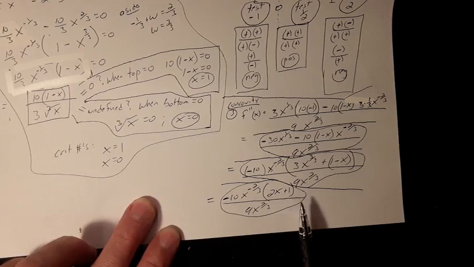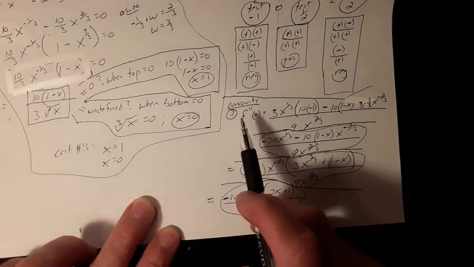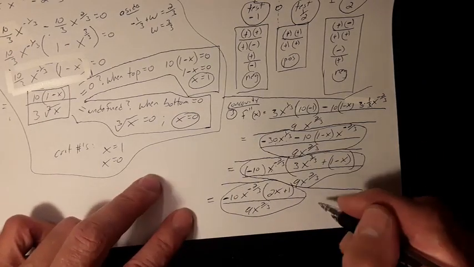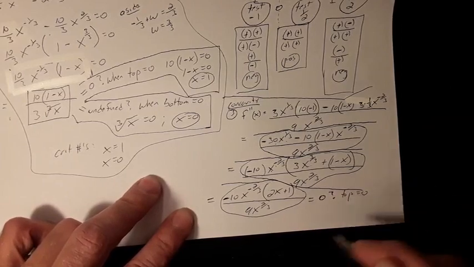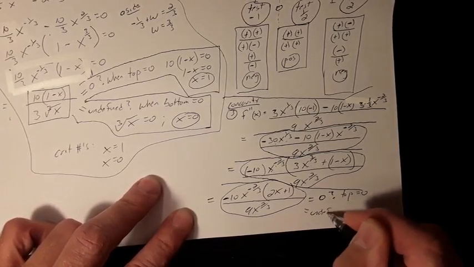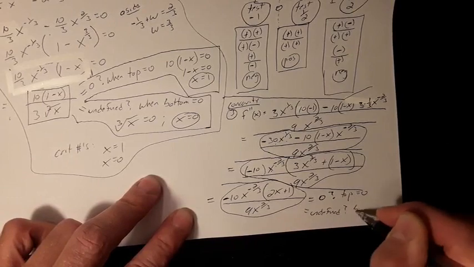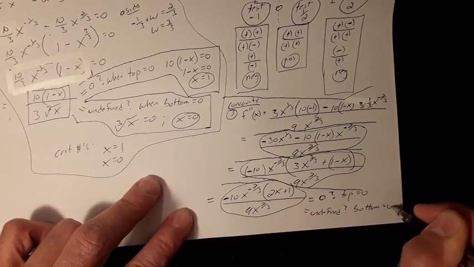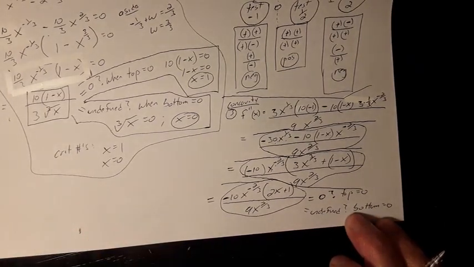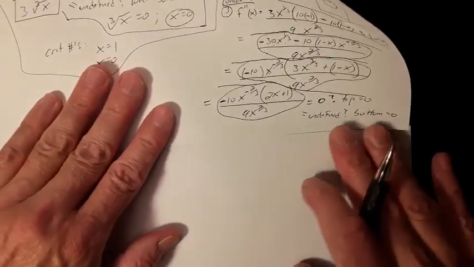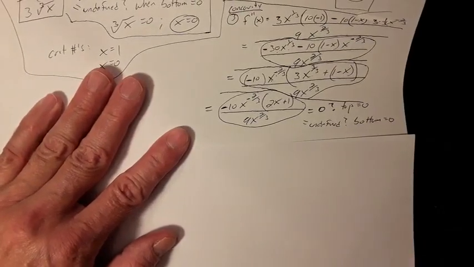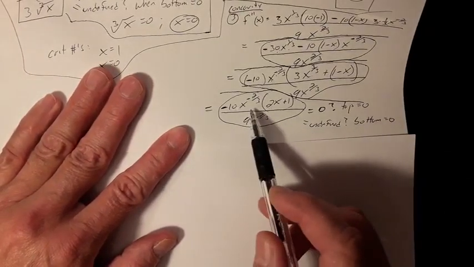So now what we need to do is say, where is the second derivative 0 and where is it undefined? Where is it equal 0? That's going to be when the top equals 0. And where is it undefined? That's going to be when the bottom equals 0. So we'll have to continue this on another sheet. So where's the top 0?